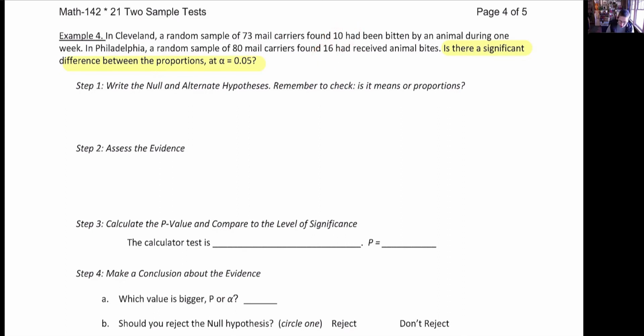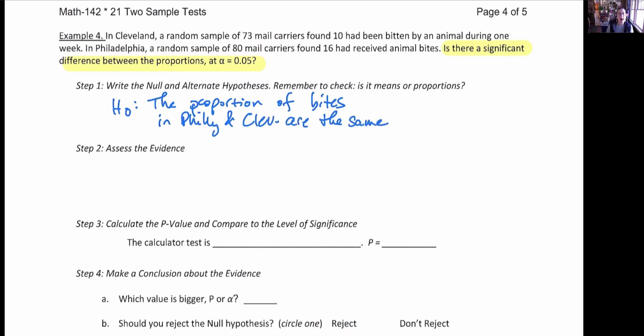Okay, so here's what we're going to do. In a lot of ways, what we're doing from here on is a little bit easier because in the null and alternate hypotheses, there are no numbers. All we're doing is saying, are they the same or not? So here, my null and alternate hypotheses are going to look like this. Here's my null: the proportion of bites in Philly and Cleveland are the same. That's my English.